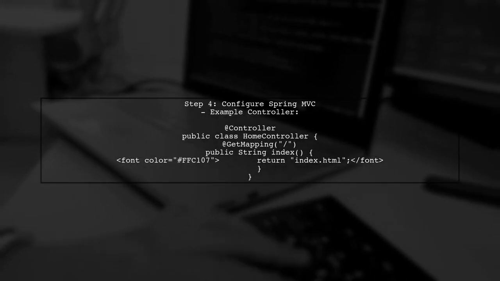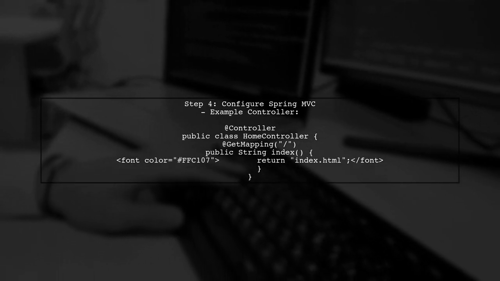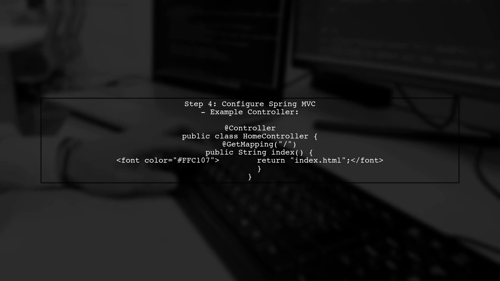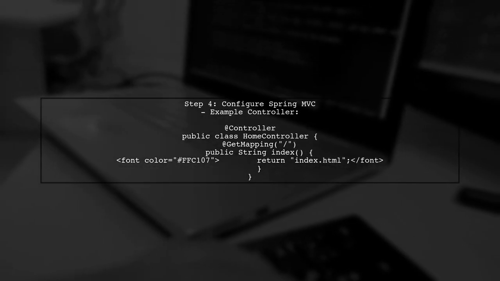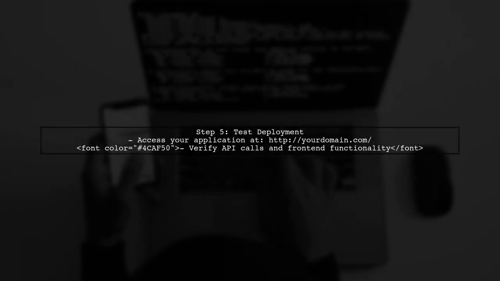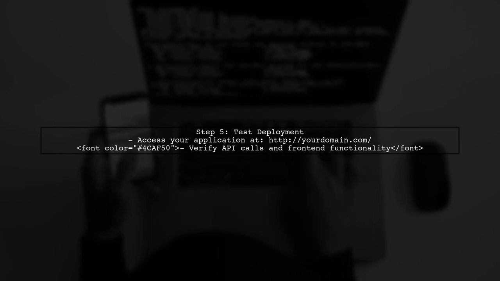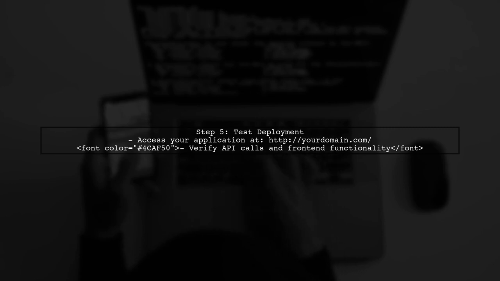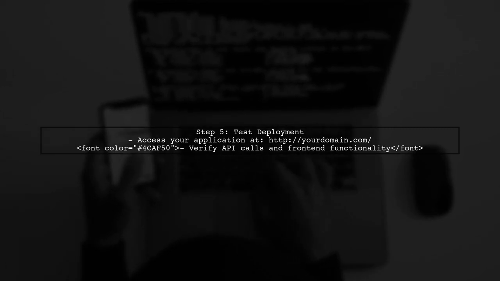Finally, configure your Spring MVC application to serve the Angular application. You can do this by adding a controller that maps requests to the index.html of your Angular app. With these steps, your Angular frontend and Spring MVC backend will be accessible on the same domain. Make sure to test the deployment thoroughly to ensure everything works as expected.